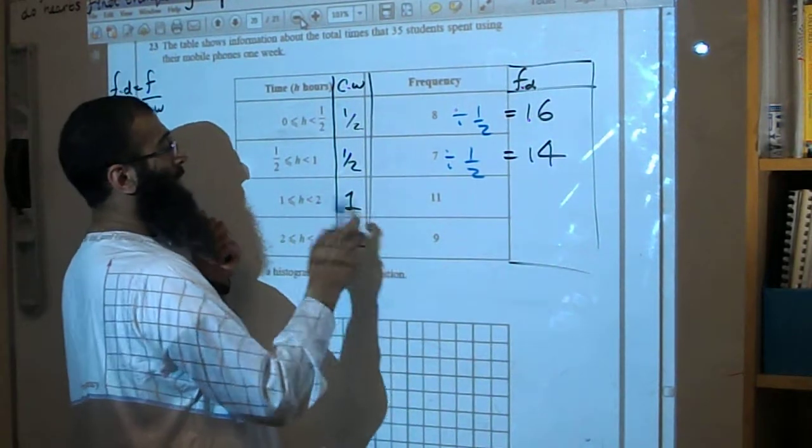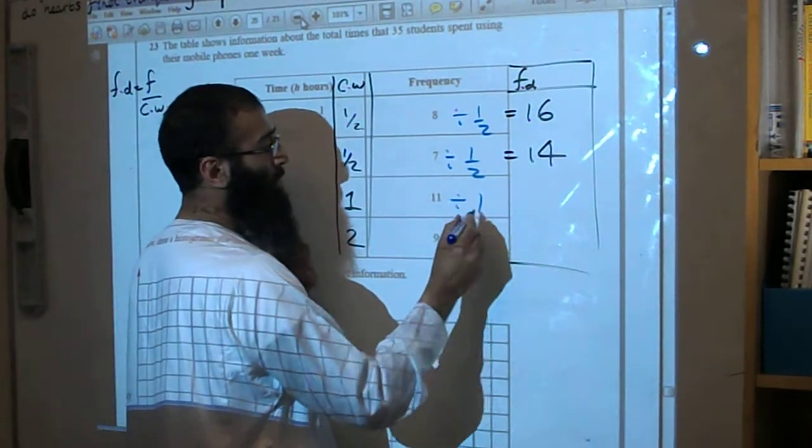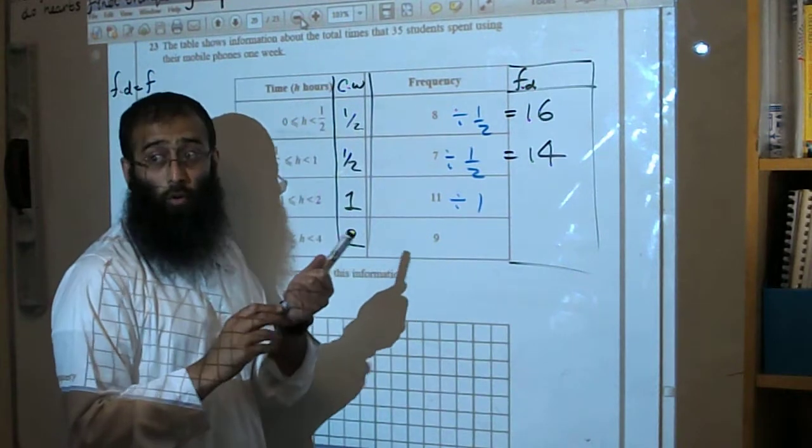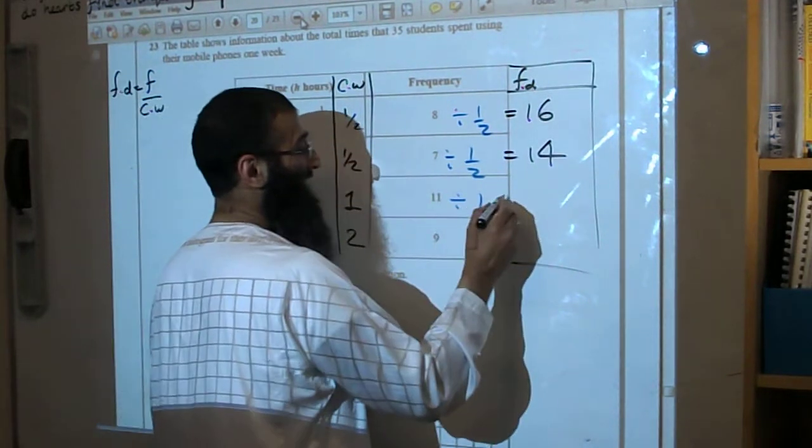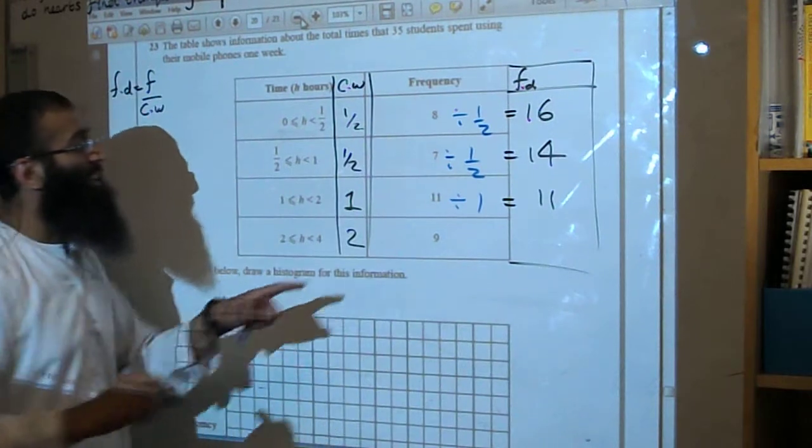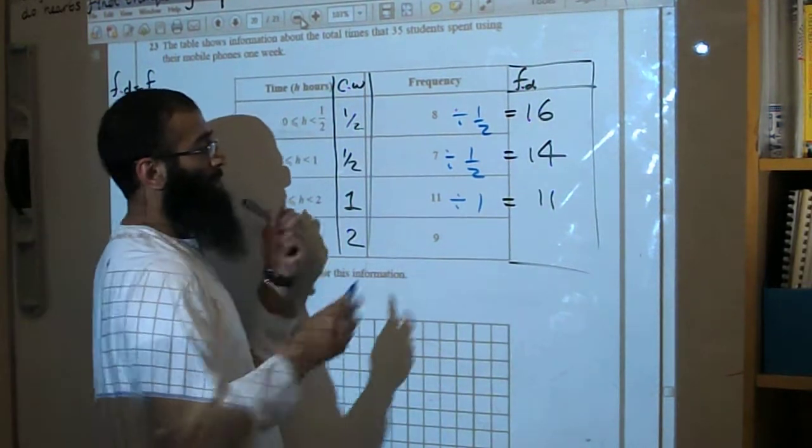We've got 11 divided by 1. That's a really hard question, folks. Don't rush it at all. 11. 11 divided by 1. You sure? You want to change your mind? Okay. Next we have 9 divided by 2. 4.5.